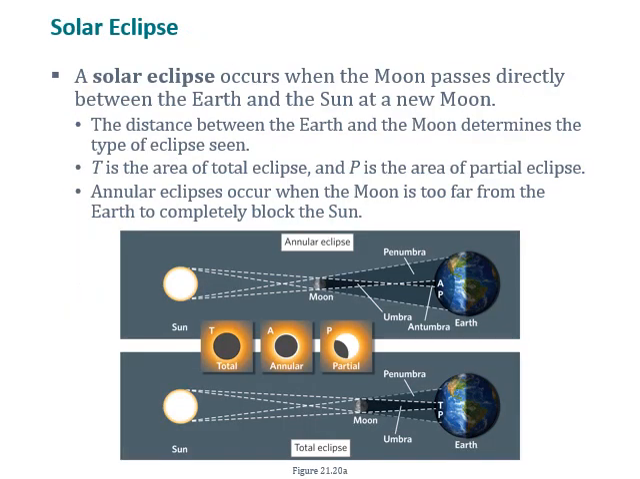A solar eclipse occurs when the moon passes directly between the Earth and the sun at a new moon. The distance between the Earth and the moon determines the type of eclipse seen. In the figure below, T is the area of the total eclipse and P is the area of the partial eclipse. Annular eclipses occur when the moon is too far from the Earth to completely block the sun. In the diagrams also, umbra and penumbra refer to the angular distances caused by shadows.